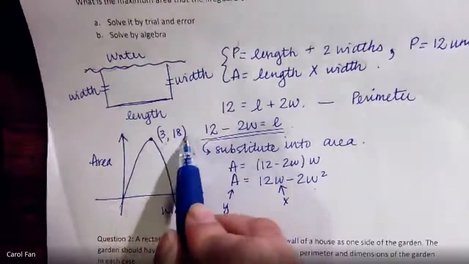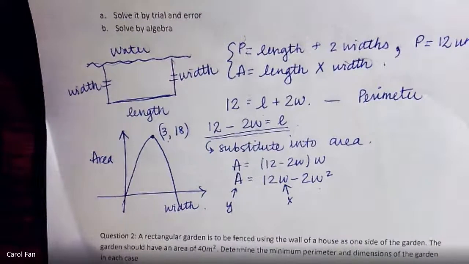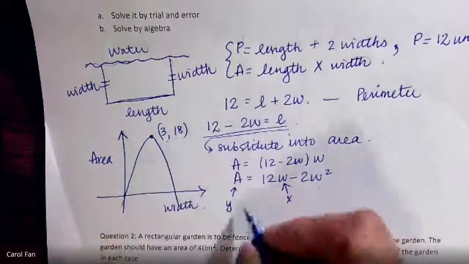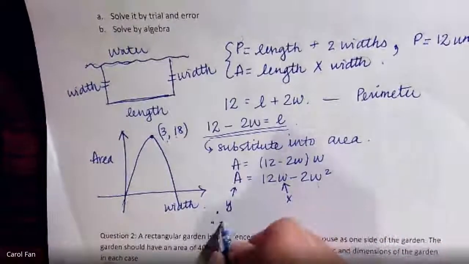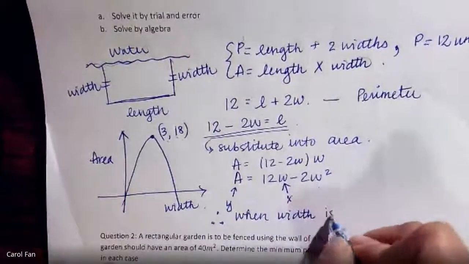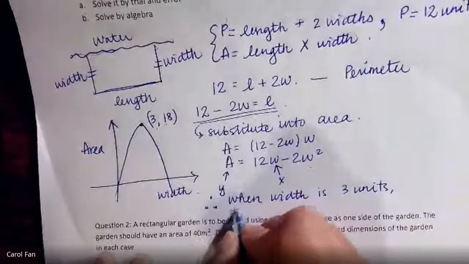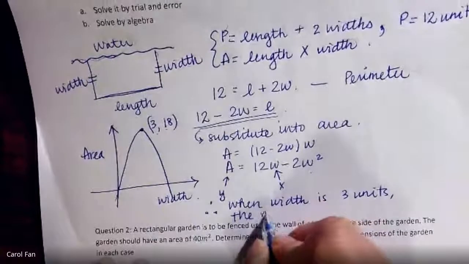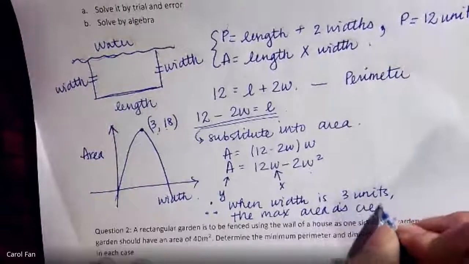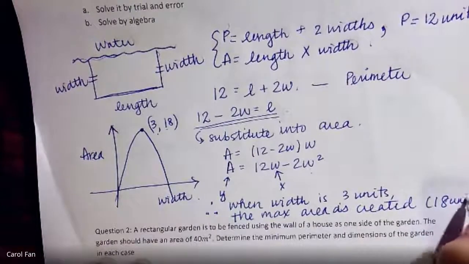So our coordinate of (3, 18) tells us that at 3 units for our width, we would get the maximum area of 18. So we could say, therefore, when width is 3 units, the maximum area is created, and that is 18 units squared.